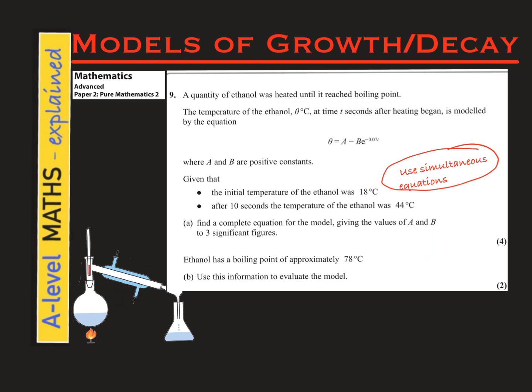So we have two variables over here, A and B. Since there are two variables, we could use simultaneous equations to solve for them. So let's start with writing the information that we have.